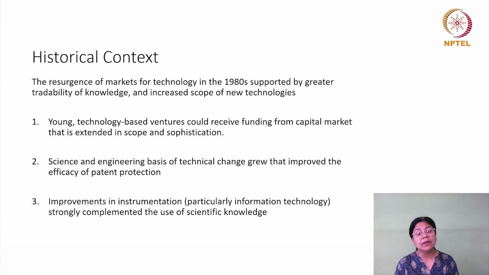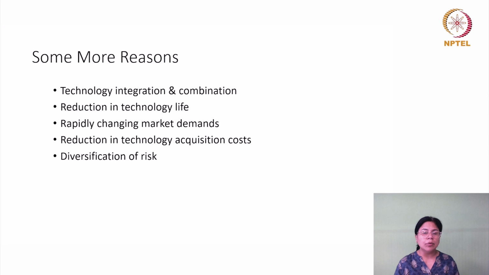Moreover, the science and engineering basis of technological change has also grown, and as a result the efficacy of patent protection has also improved. These are the points which have further facilitated the markets for technology in the 1980s. There's an improvement in the instrumentation, particularly information technology, which is strongly complementing the use of scientific knowledge. Some more reasons which have led to this resurgence in the market for technology are that technology integration and combinations have become possible. The technology life has also reduced.